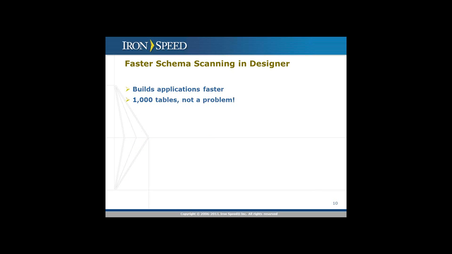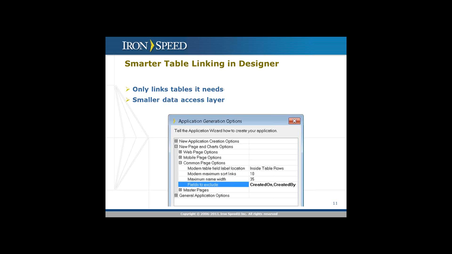In terms of Designer itself, we've actually improved its performance as well. We scan schemas and build applications faster. And so accordingly, working with large schemas of 1,000 tables or more is not as much of a problem as it was in the past. We're much more judicious in how we do that. In particular, we only link tables that the application needs, so you won't have a bloated data access layer. It's pretty svelte, including only those tables and views that it ultimately needs to create your application based on what you have selected for pages and so forth.